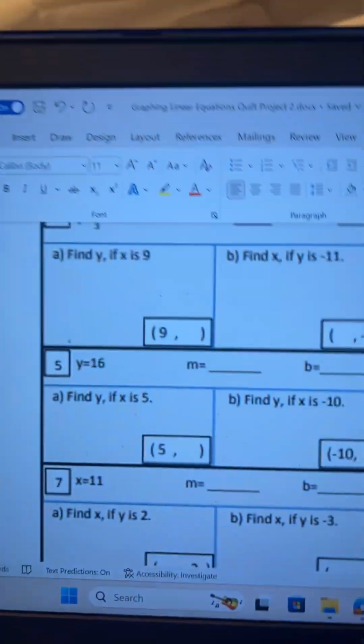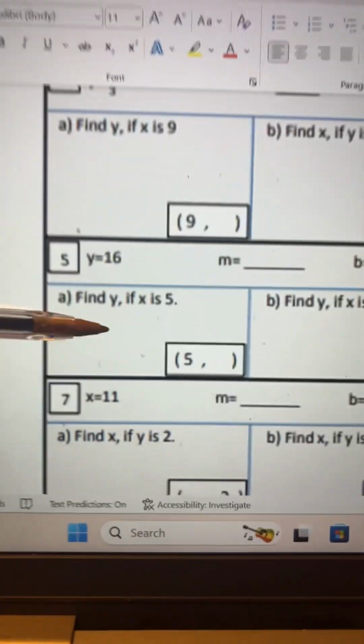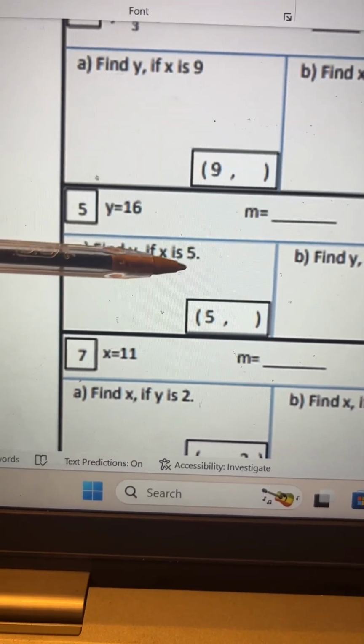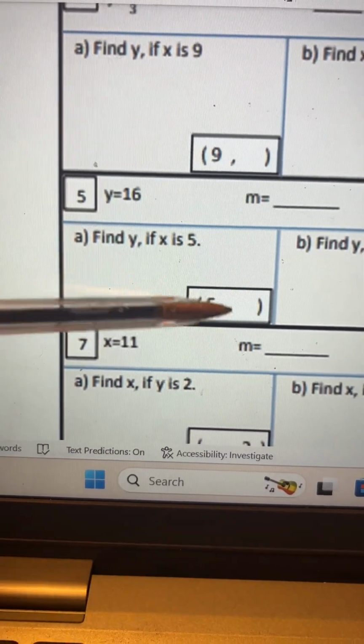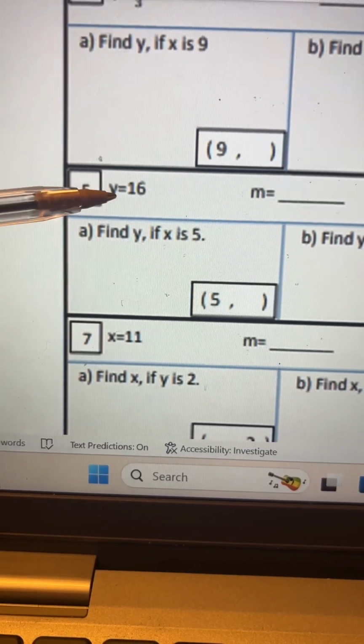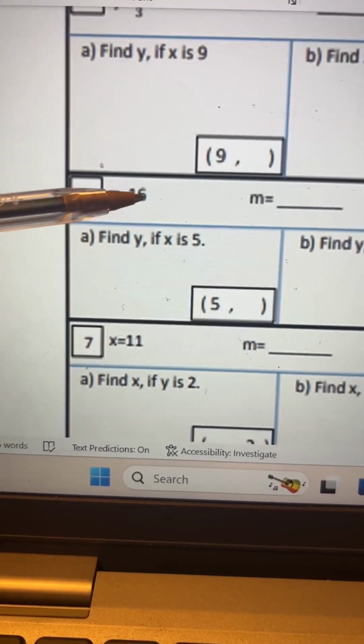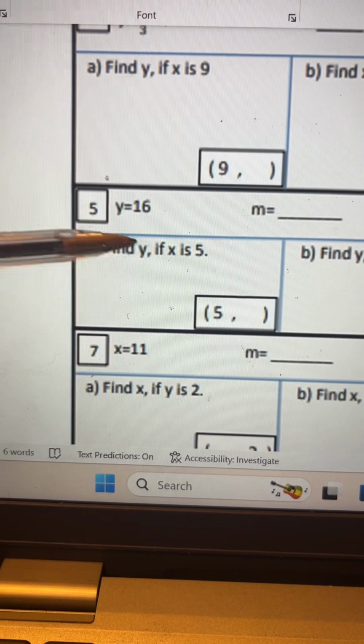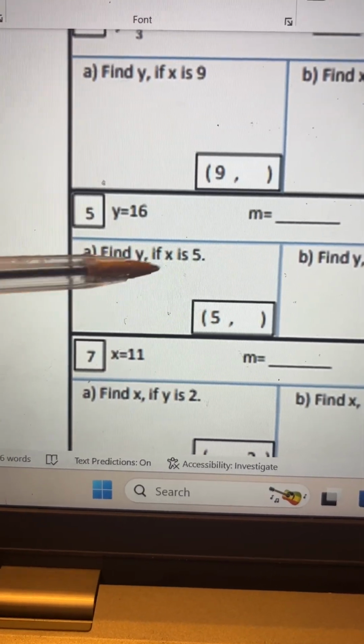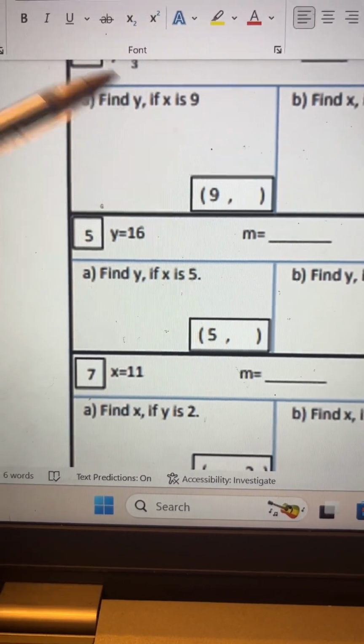So look at the question on your project. It says find y if x is 5. It's asking you to find y. What is this telling you? Y equals 16. There is no place for you to plug in for x in this equation like you did up here in the previous questions.